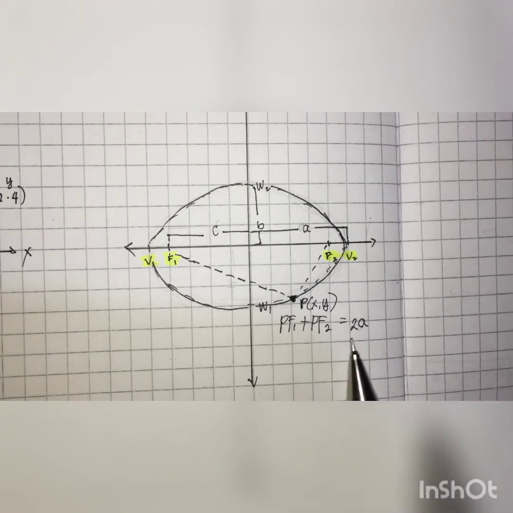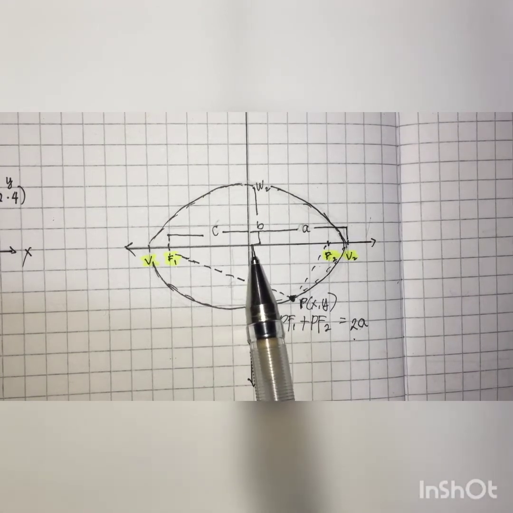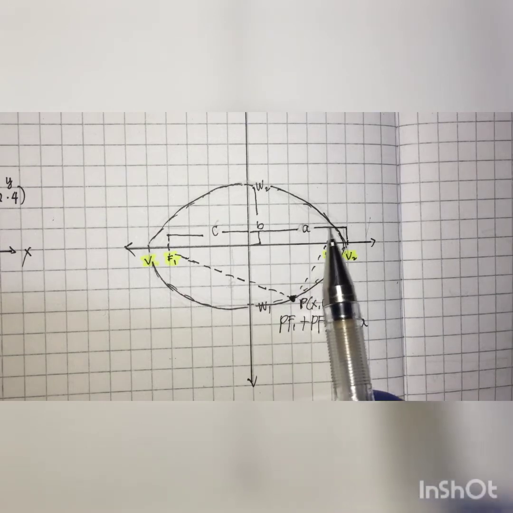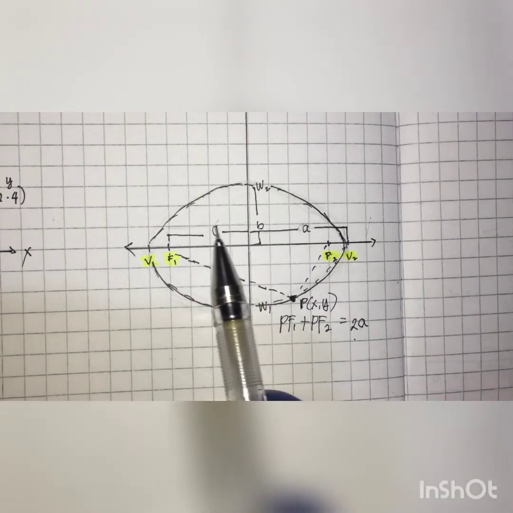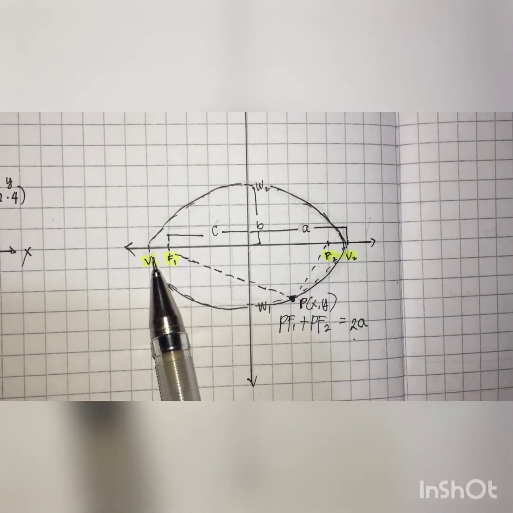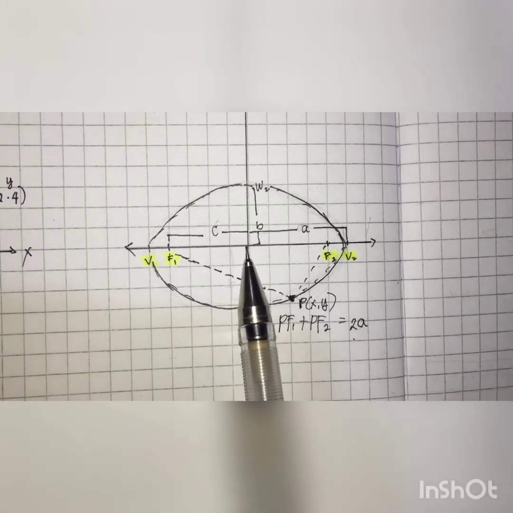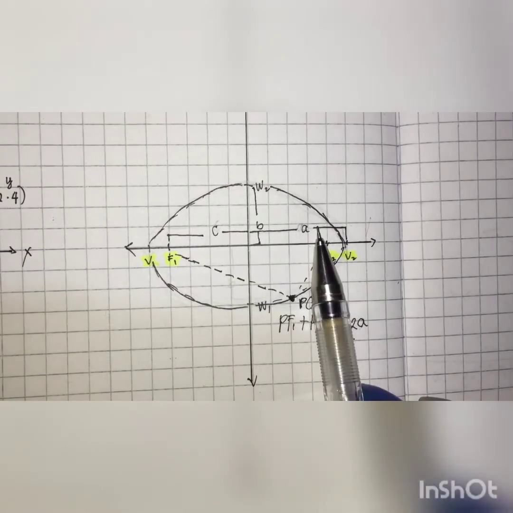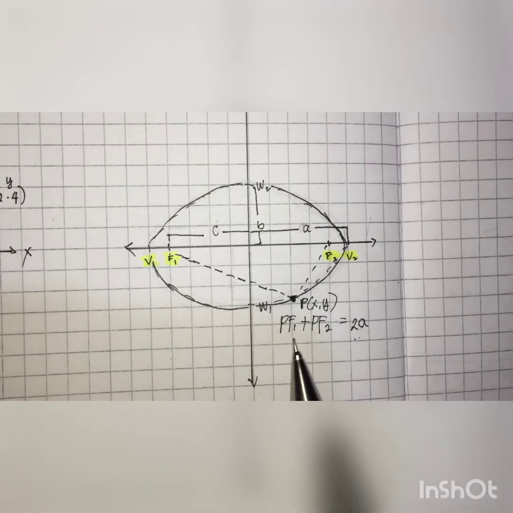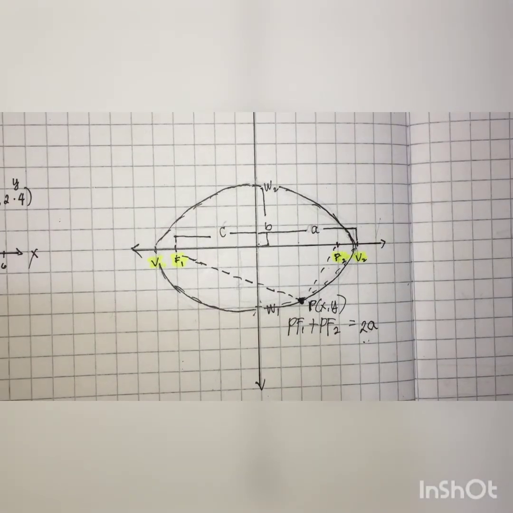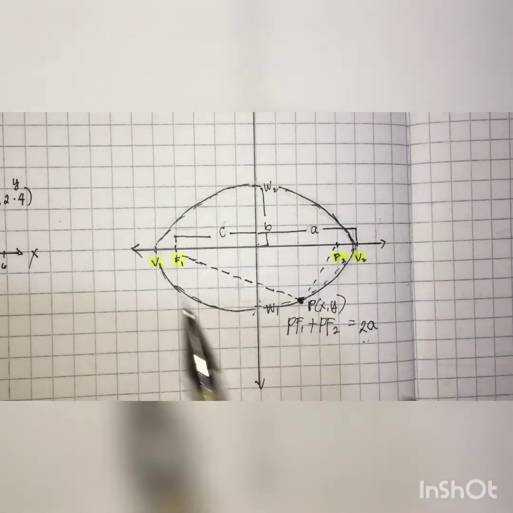So why 2A? Because the unit distance from the origin or the center is A units to each of the vertices. So if we add the unit distance from vertex 1 to the origin or the center plus the unit distance from the origin to vertex 2, A plus A, that becomes 2A. So PF1 plus PF2 equals 2A. Before deriving the general formula of an ellipse, let me have some summary.